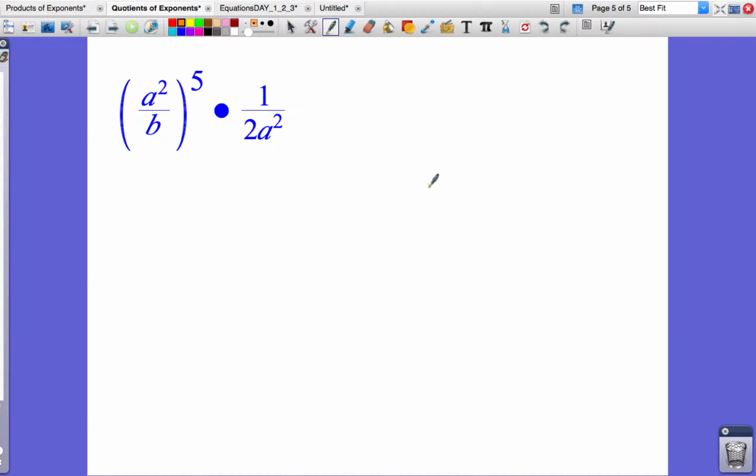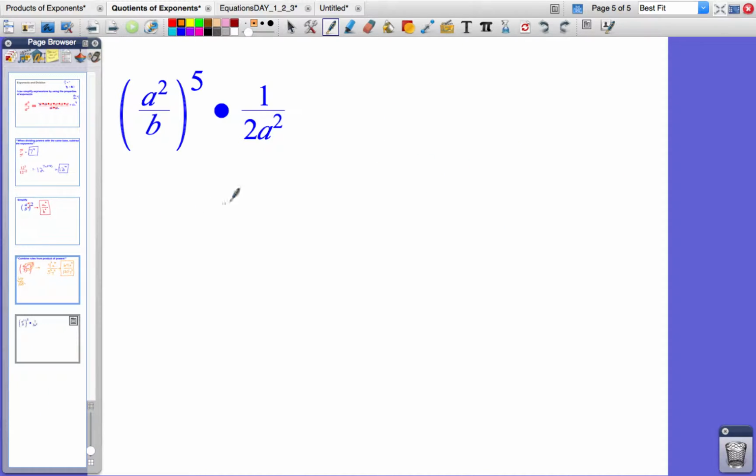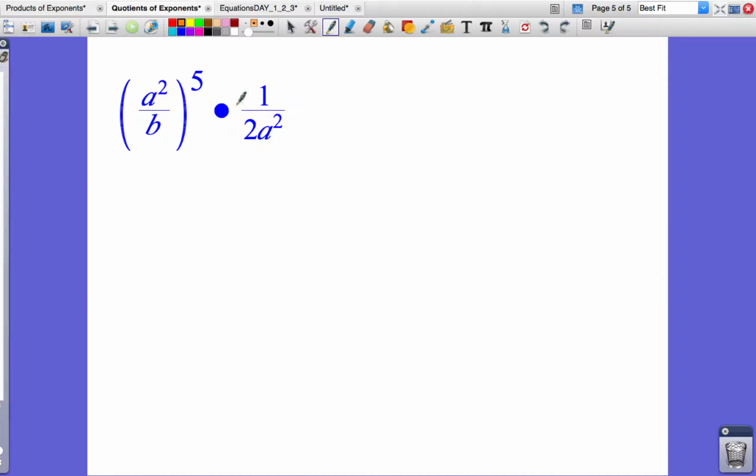Okay. Now, let's look at just one more problem and then we will be all done. So now we're still going to combine all the rules that we have learned into one problem that looks such as this. So first thing I'm going to do is simplify all of this by distributing this 5th power into everything inside of its parentheses. I'm going to distribute the 5th power into my a squared and distribute the 5th power to the b on the bottom. So this becomes a to the 10th power over b to the 5th power.